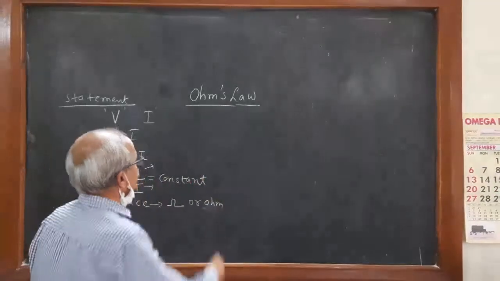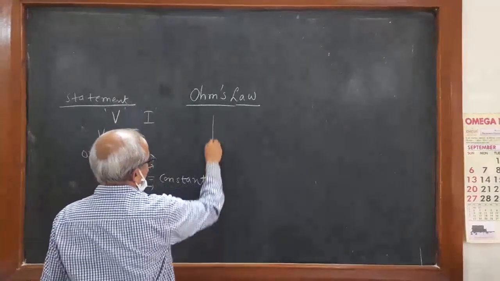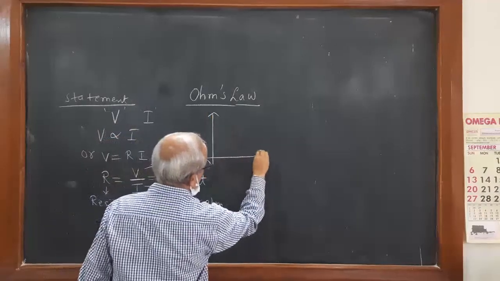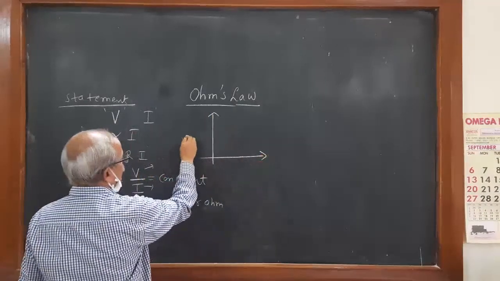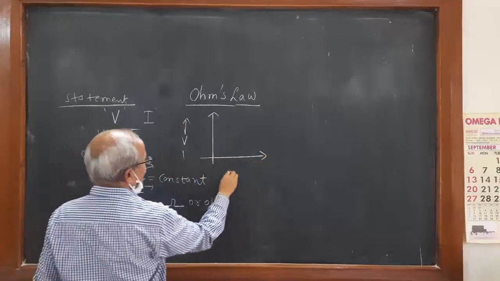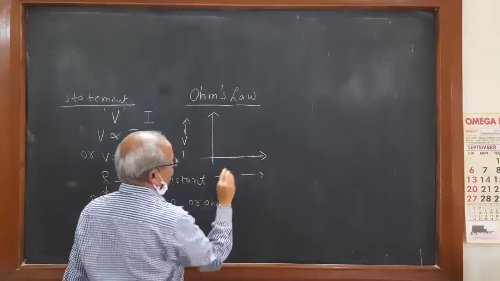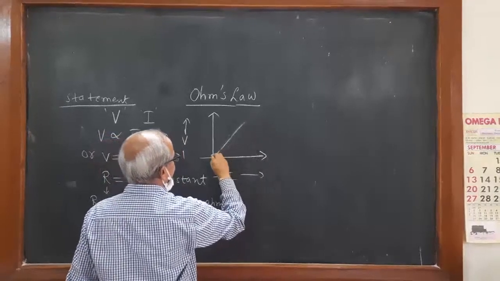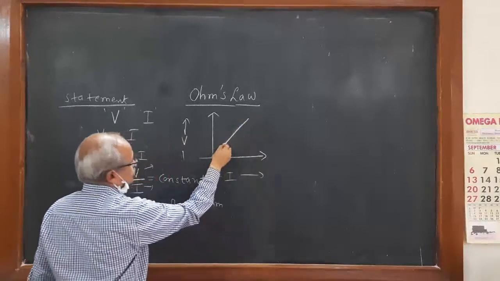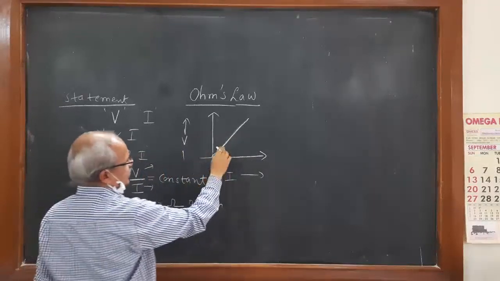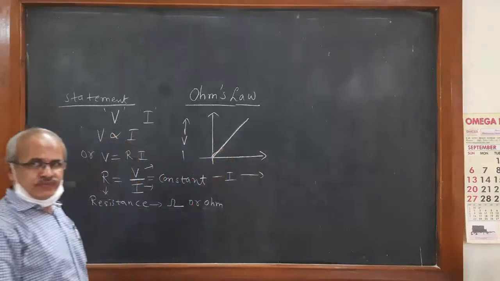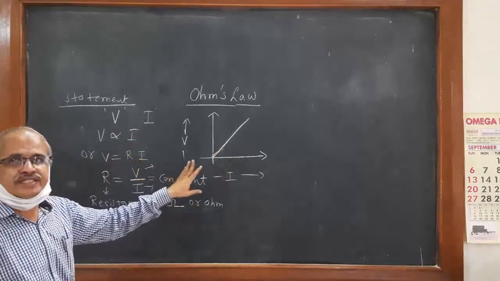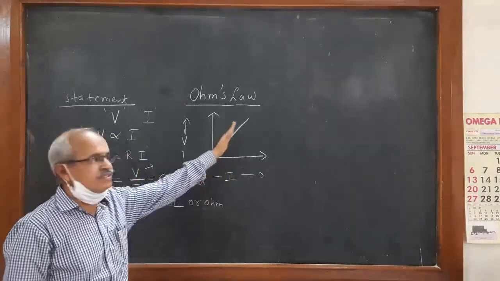So therefore, plot the graph. Suppose we plot the graph of V against I. Then what happens? We get a straight line here. This straight line gives us an indication of a linear relationship. As I increases, V also increases.